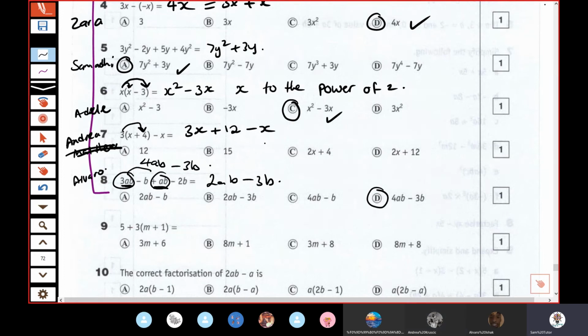And this is when we simplify. These are the only two things that you can simplify. 3x take away x is 2x. And then plus 12. The answer is, Matt, what did you get? D.